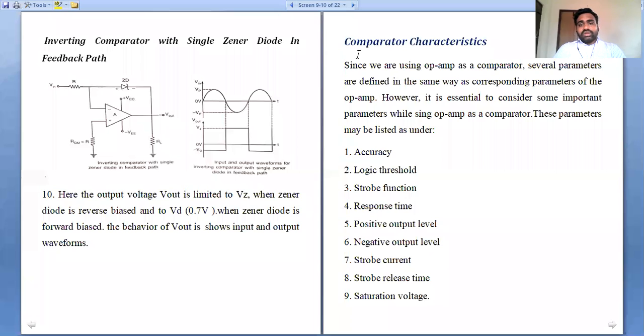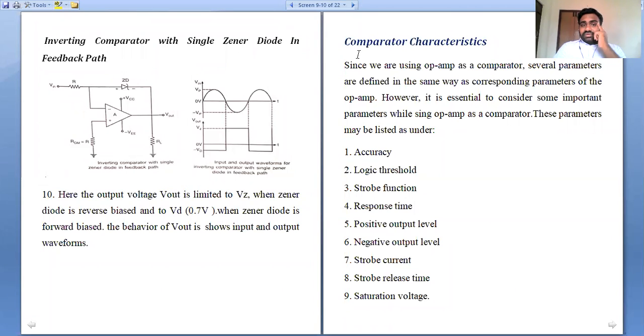What the comparator actually does, as the name itself says, is a comparison of the input voltage with respect to the reference voltage. If the input voltage is greater than the reference voltage, the output voltage is high. If the input voltage is less than the reference voltage, the output voltage is low. High means plus V saturation, low means minus V saturation. So here we are comparing the input voltage with respect to the reference voltage.